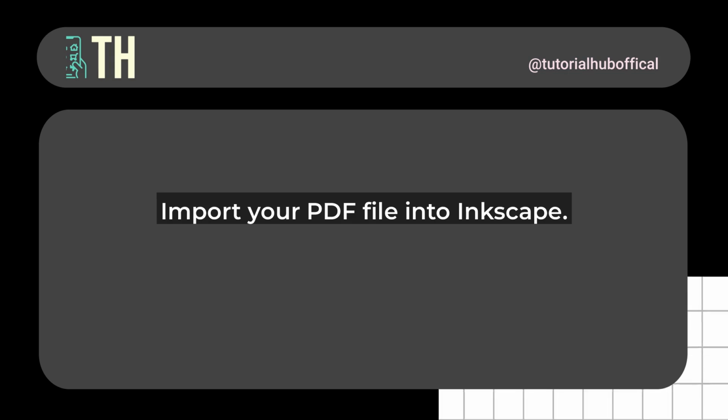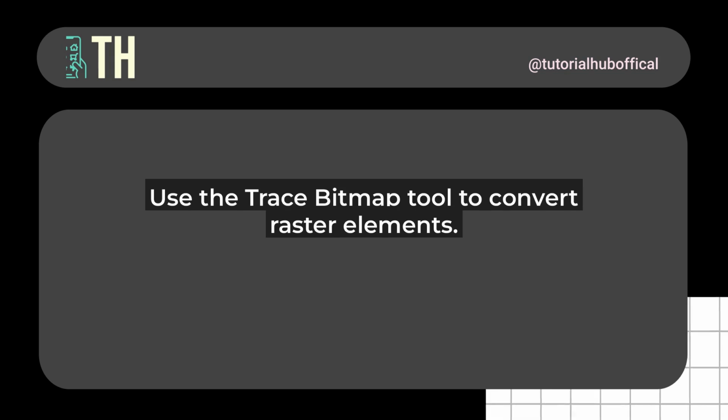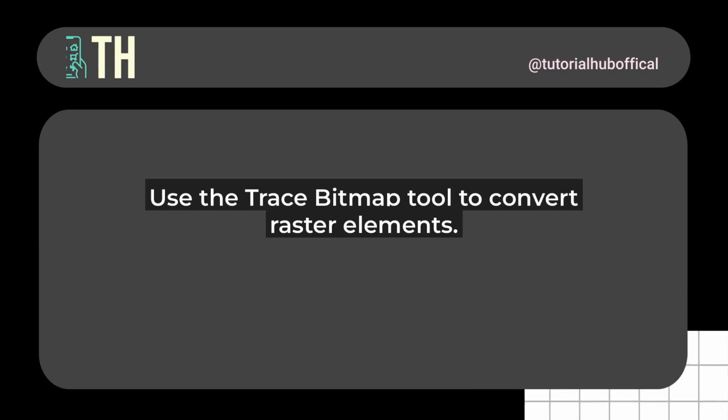Step 2. Once imported, head to the Path menu and select Trace Bitmap. Adjust the settings for the best results. Play with the threshold to capture details accurately. This step converts the raster parts into editable vectors.